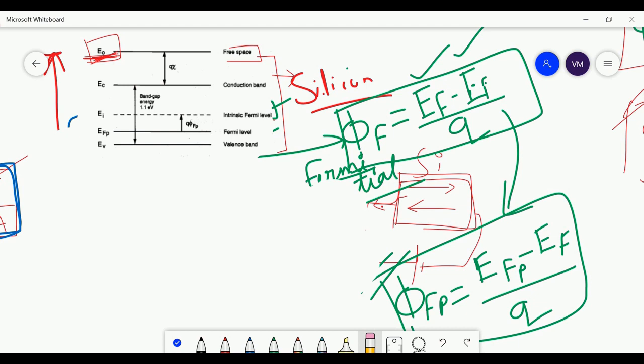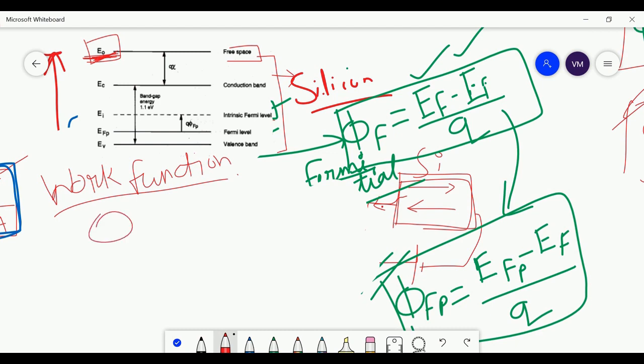Fine. So the work function, we call it work function. Now the work function of silicon, we write as phi s. Please understand the difference between phi s and phi f. Phi f denotes the Fermi potential, while phi s denotes the work function. So let me tell you what is work function.